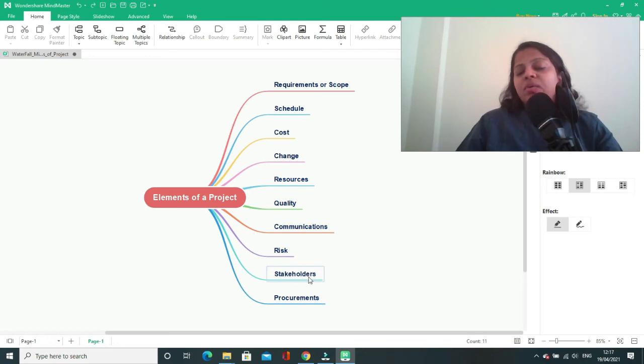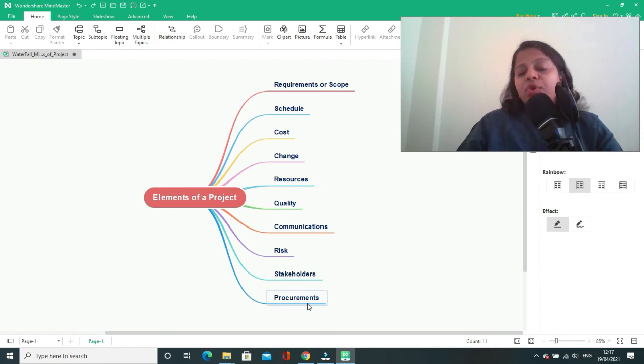Then you have stakeholders. Stakeholders could be your customer, your senior managers, your sponsors, or your team. Stakeholder could be you yourself is also one of the stakeholders. So these are the individuals or the groups who impact your project in positive or negative manner. Even competitor is a stakeholder. So you need to manage expectations of all these stakeholders throughout your project life cycle.